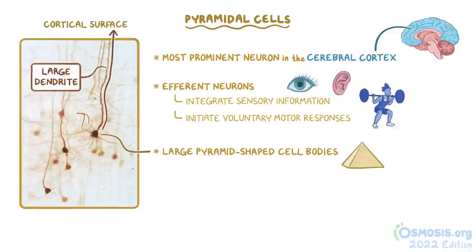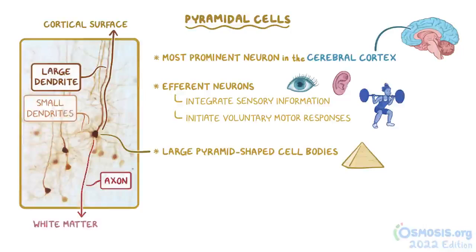The sides of the cell have much smaller dendrites that branch out to the sides, and its single axon extends from the base of the cell to synapse with other cells in the cortex or even deeper into the white matter. Together, the direction of the axon and the large dendrite give pyramidal cells their appearance of being vertically arranged within the cerebral cortex.